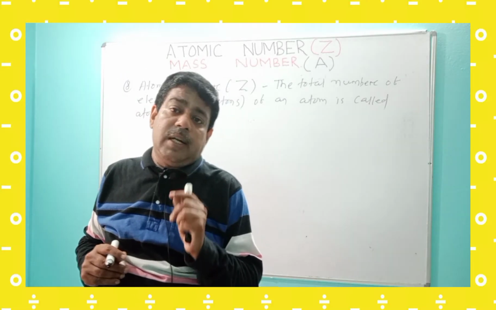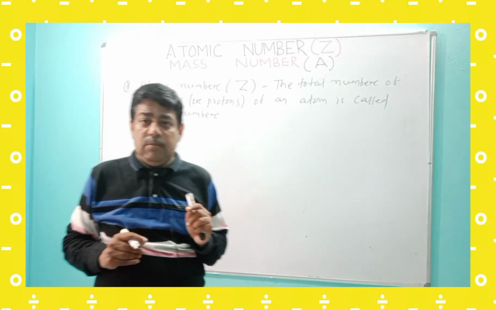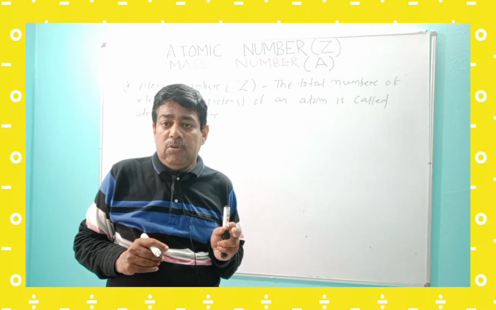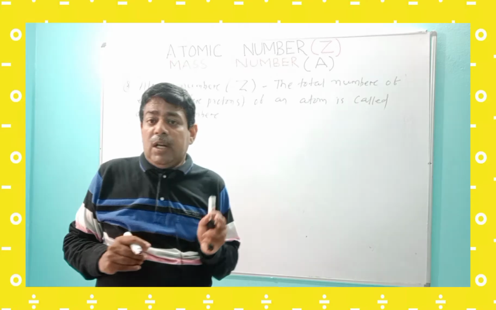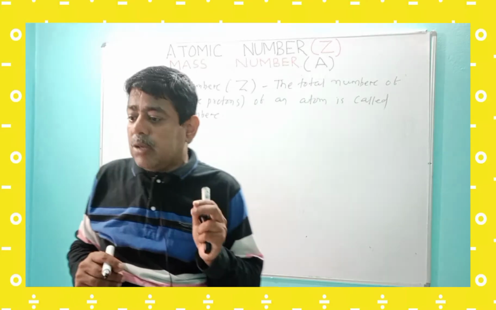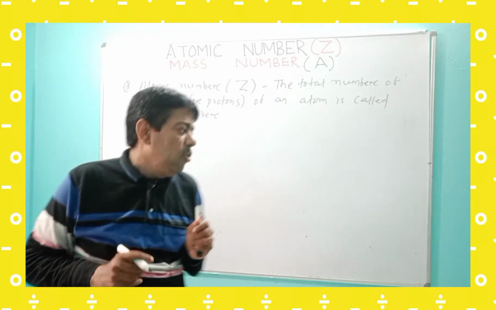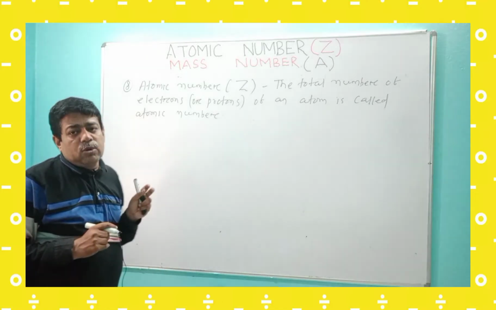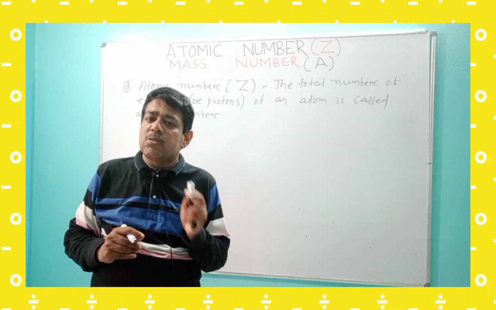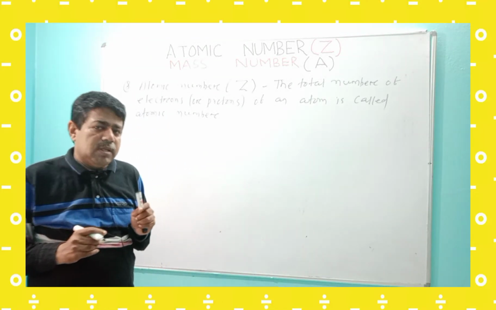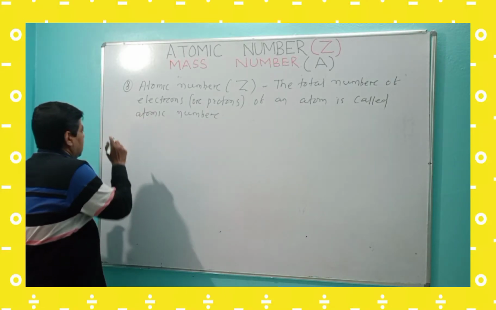How many electrons an atom has is called its atomic number. Since you already know the total number of electrons must be equal to the total number of protons, we can also say the total number of protons of an atom is also the atomic number. Can you say yes? Understand? Okay.